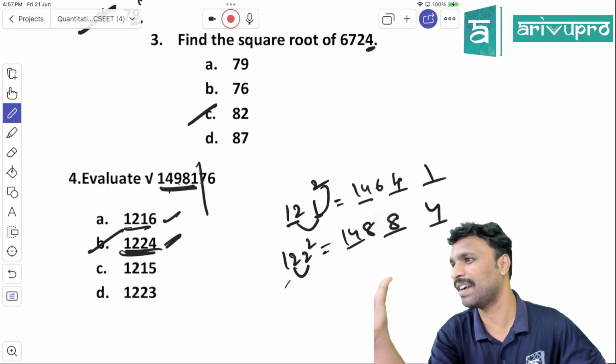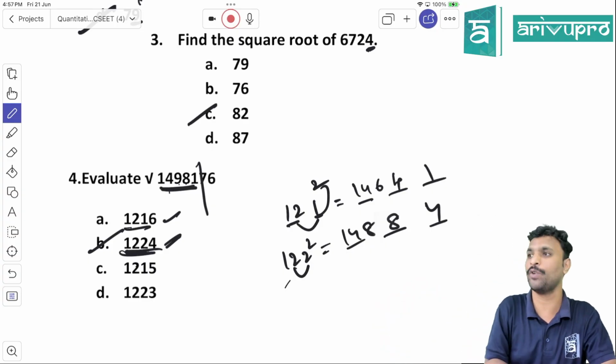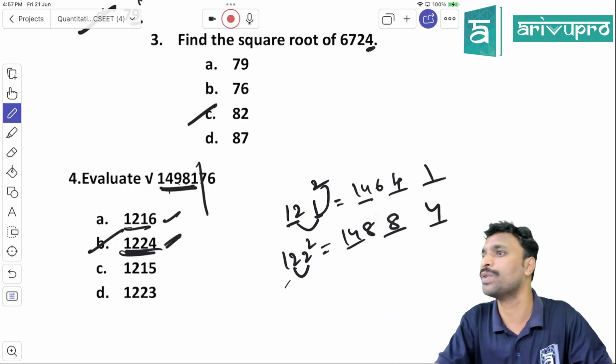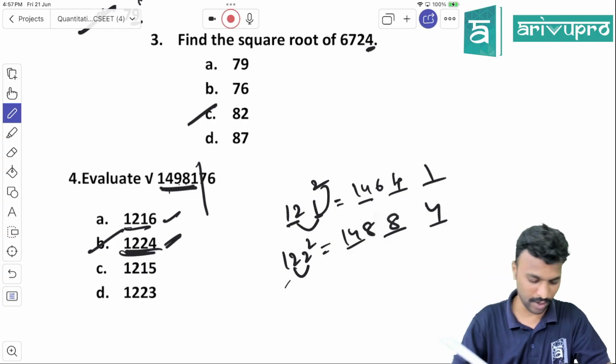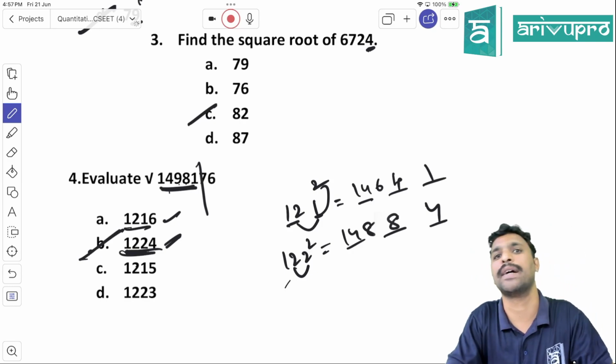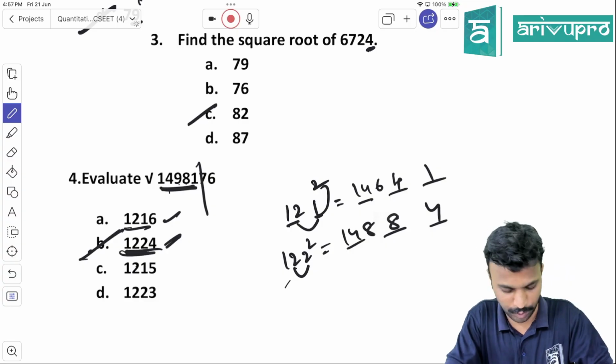We had a clash between 6 and 8, correct? 6 is very, very far compared to 14981. Which one is very close? 122 only is very close. So option B is the right answer. If you want, you can just confirm by squaring 1224.